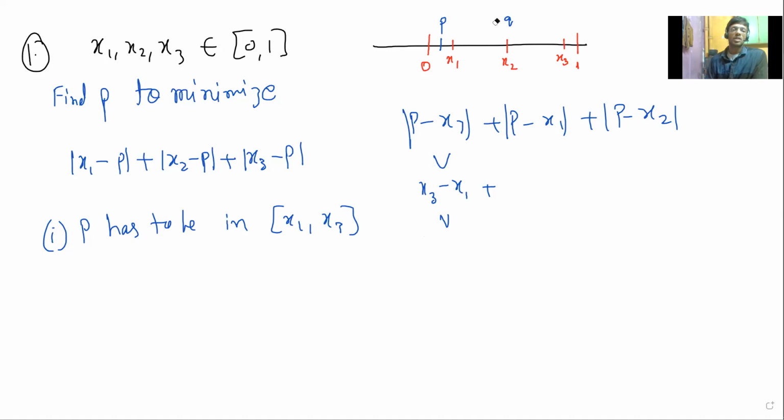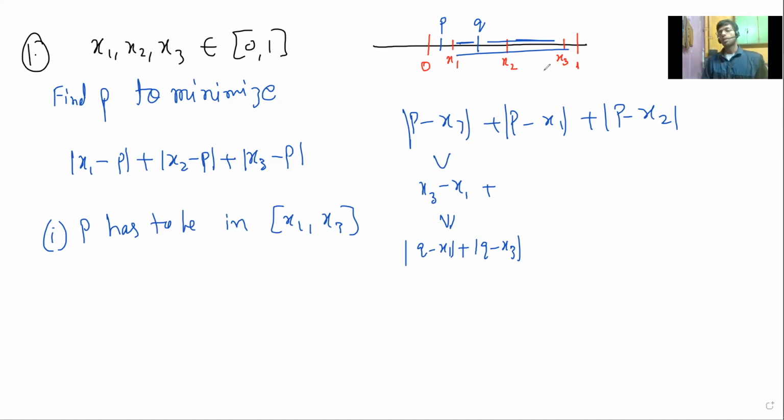If you take any point Q which is inside, then the total distance of that point Q from x1 and x3 combined is equal to x3 minus x1, right? If you take any point Q inside, then the total distance is equal to this x1 minus x3. But for point P outside, the distance from x3 itself is more than that, right? So that's not good, right?